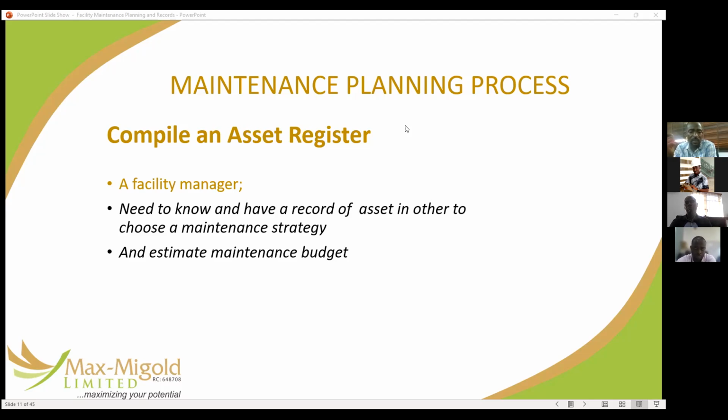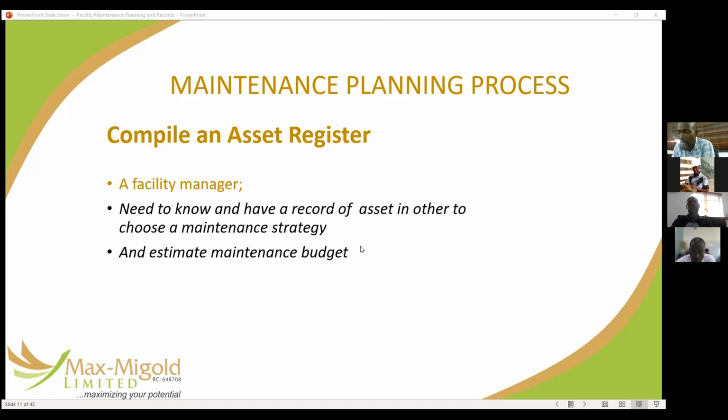So a facility manager needs to know and have a record of assets in order to choose a maintenance strategy. That's one. Be able to estimate the maintenance budget. So how much would that particular part cost you? If that particular part costs you 10,000 naira and you need to change that particular part 12 times in a year, every month, that means your budget will be more or less 10,000 multiplied by 12. So you say, okay, invariably, you have to budget around 120,000 naira for that spare part replacement within a year. At the end of the day, you could have one or two variations. Possibly, maybe along the line, the price increases.